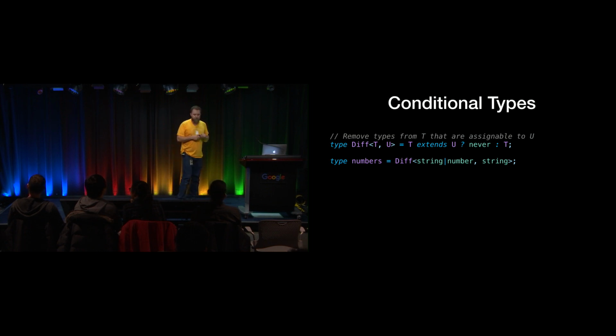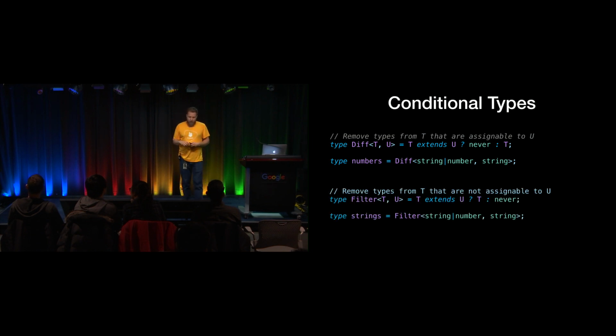So for example, we have, as a T, a string or number type. Like it's a complicated type. And we want to diff them by string. That way, we would get only the numbers back. So this way, we can just extract numbers. Okay, so if we do diff of that complicated type by string, we can remove something that's strings, which leaves numbers. We can do it the opposite way and create the filter.